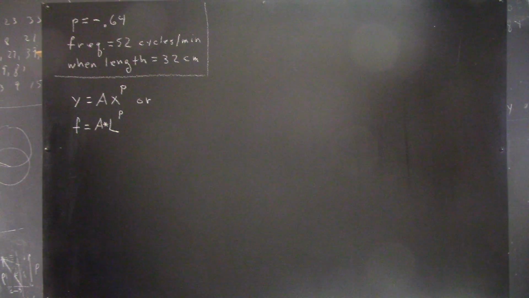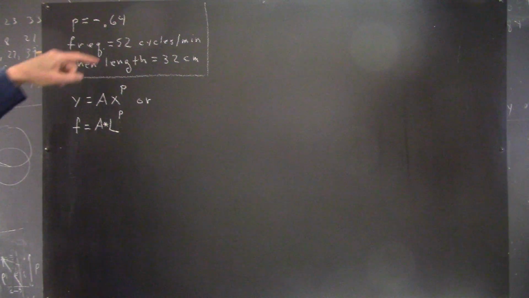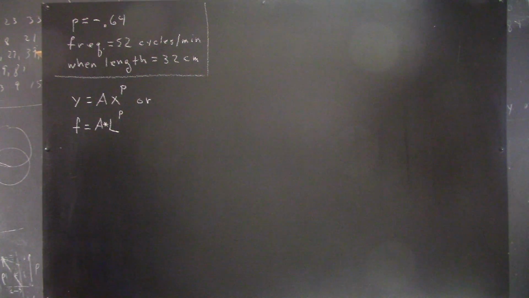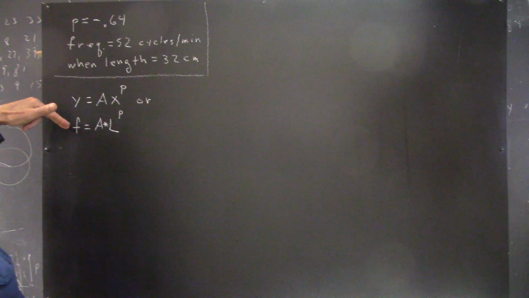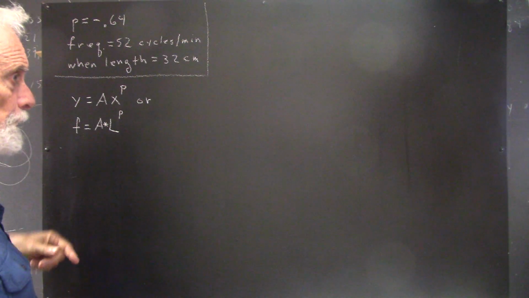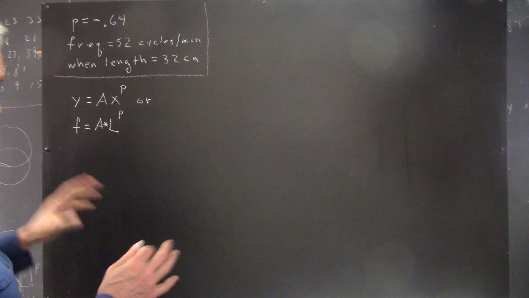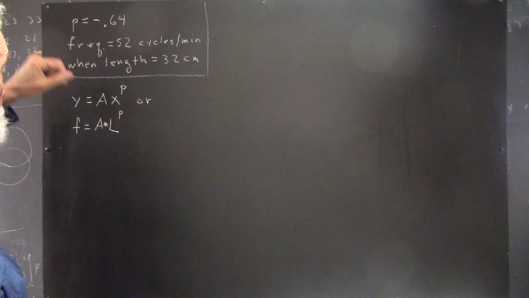Okay, now what do we know? We know that P is negative 0.64, frequency is 52 cycles per second, length is 32 centimeters. Normally we would want to put the whole 52 cycles per minute in for the F, and I'm not sure, sometimes I think I might be saying cycles per second because that is standard and that's what I'm used to saying, but right now we are working with cycles per minute.